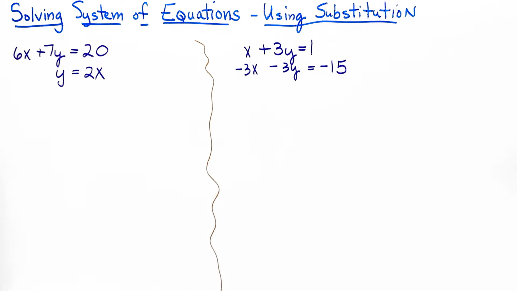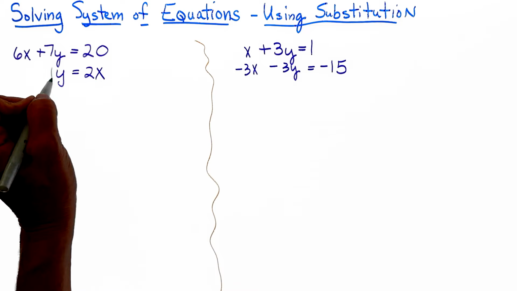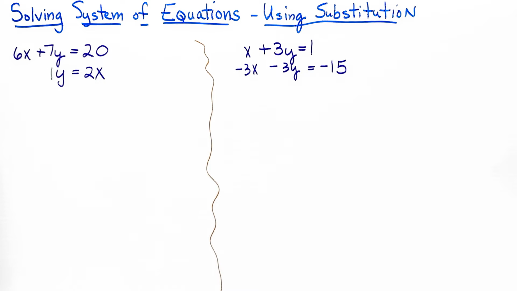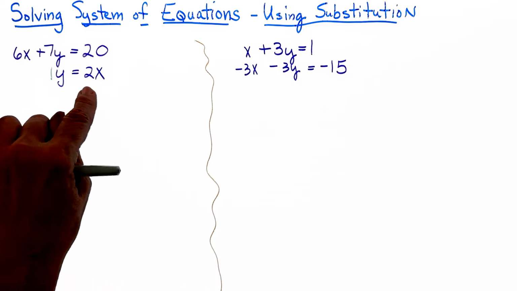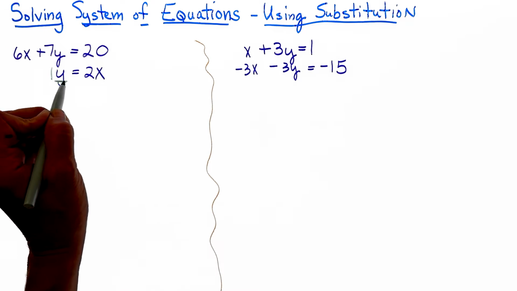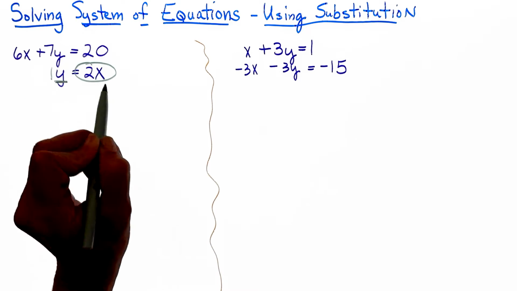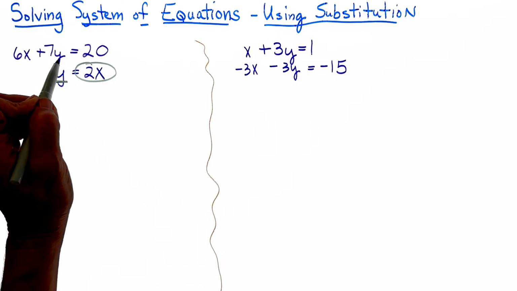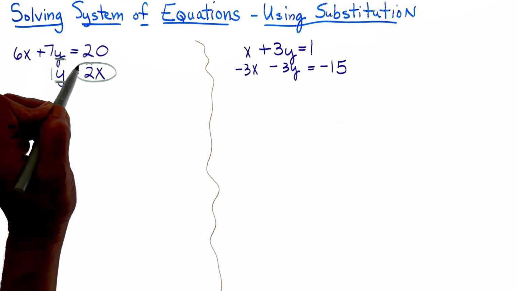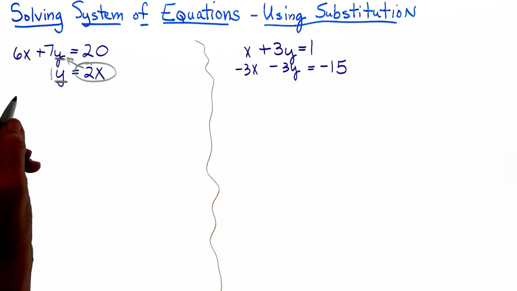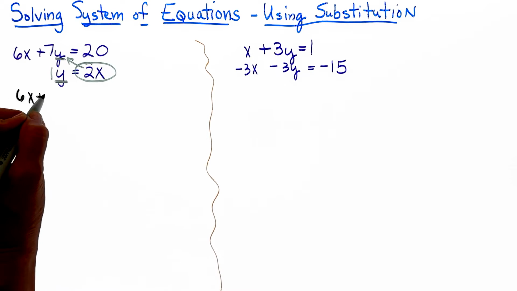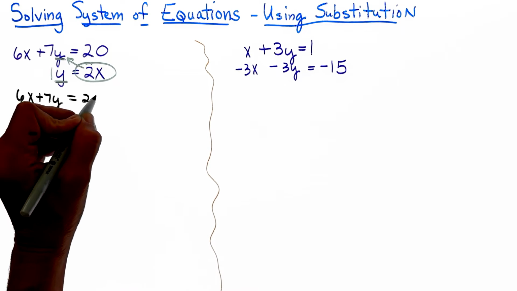To solve by substitution, you are looking for the variable that has a 1 as a coefficient. In my second equation, I see that for my y. So I am going to take this second equation where y is equal to 2x, and wherever I see a y in the first equation, I'm going to substitute in 2x so I can solve for x. Let's go ahead and copy the first equation down below so I have it right in front of me.